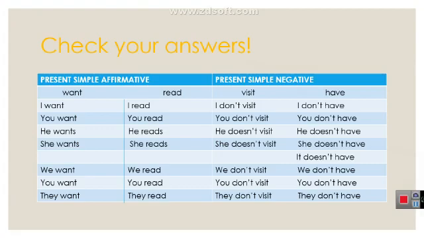Present simple negative of visit and have. Visit. I don't visit, you don't visit. He, she doesn't visit. We, you, they don't visit. Have. I, you don't have. He, she, it doesn't have. We, you, they don't have.